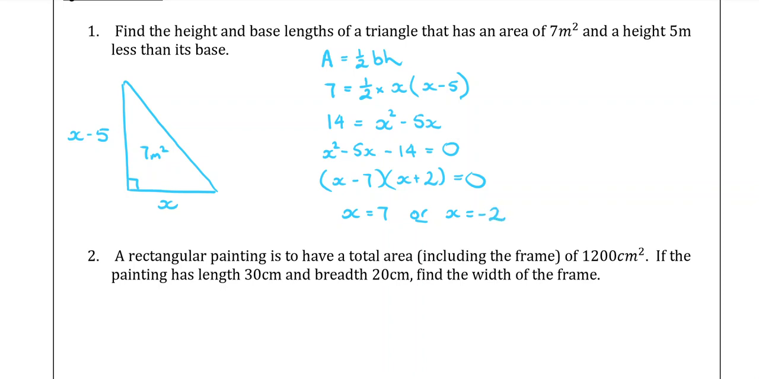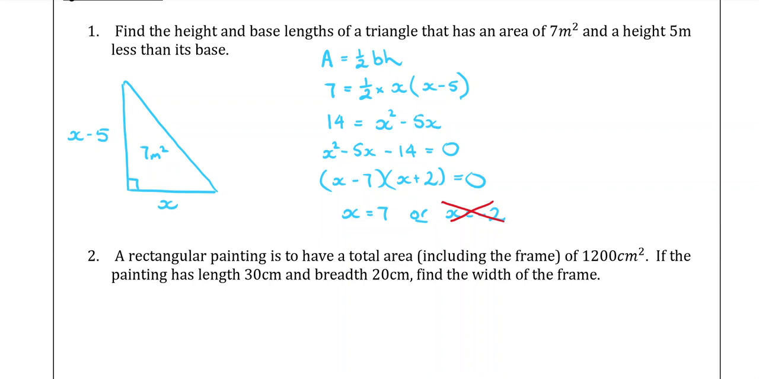Now remember, with word problems or practical problems, we have to make sure that our answers make sense. And if x was equal to negative 2, that means that the base of my triangle has a negative side length, which is not realistic. So we're going to disregard this solution because we can't have negative side lengths.